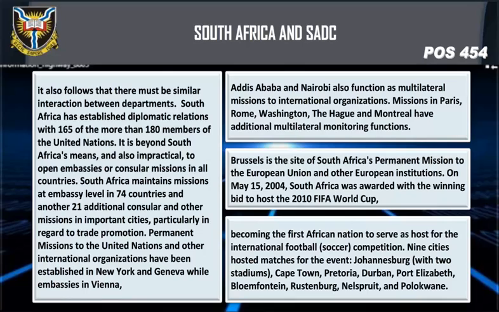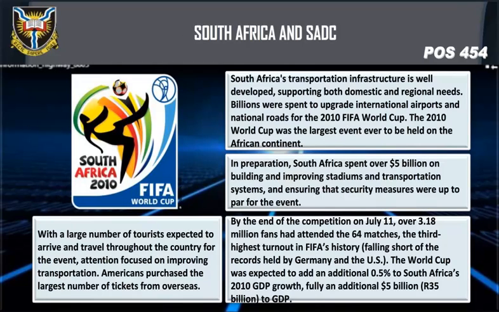On May 15, 2004, South Africa was awarded the winning bid to host the 2010 FIFA World Cup, becoming the first African nation to serve as a host for the international football soccer competition. 9 cities hosted matches for the event: Johannesburg with 2 stadiums, Cape Town, Pretoria, Durban, Port Elizabeth, Bloemfontein, Rustenburg, Nelspruit, and Polokwane. With a large number of tourists expected to arrive and travel throughout the country for the event, attention focused on improving transportation. Americans purchased the largest number of tickets from overseas.